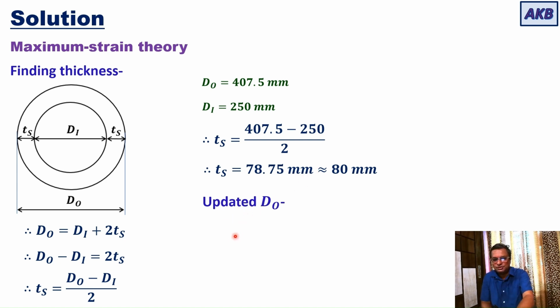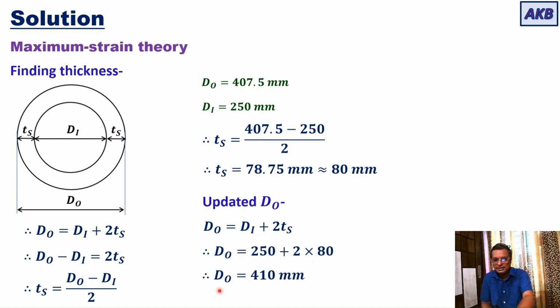So the updated diameter will be DO is equal to DI plus 2 Ts. Therefore, DO is equal to 250 plus 2 into 80. That gives us DO as 410 mm. So according to this theory, the thickness of the vessel is 80 mm, and with this thickness, the outer diameter for the vessel will be 410 mm.